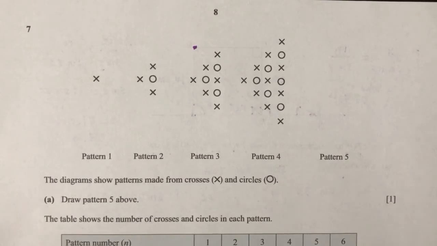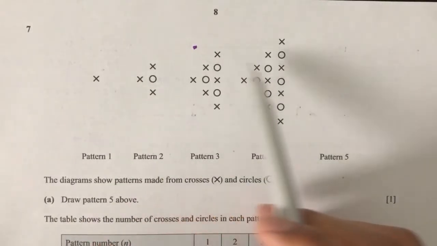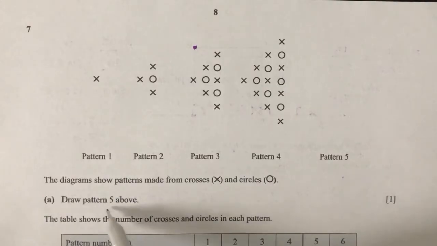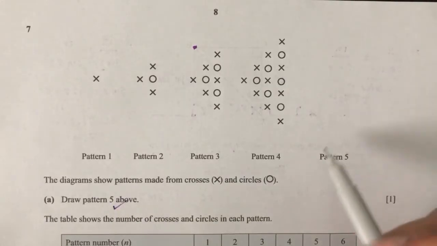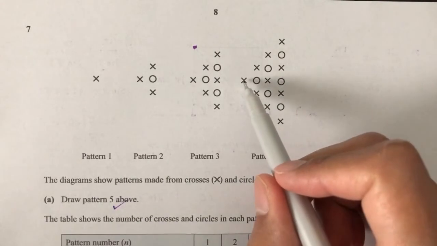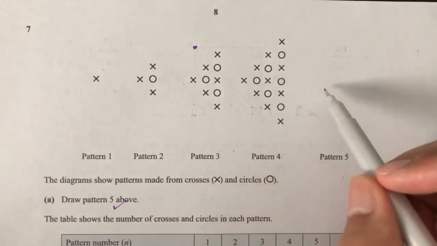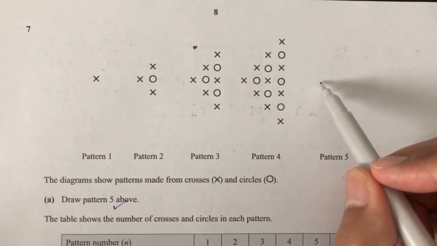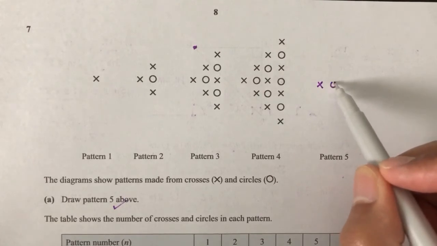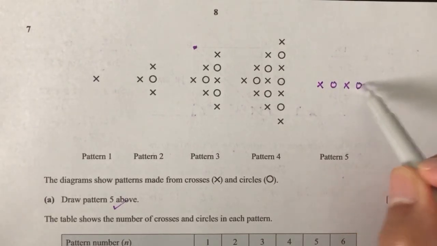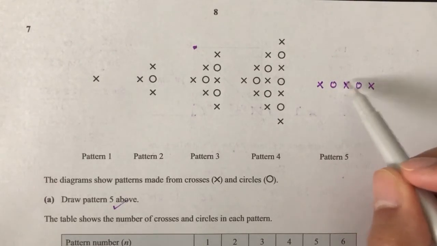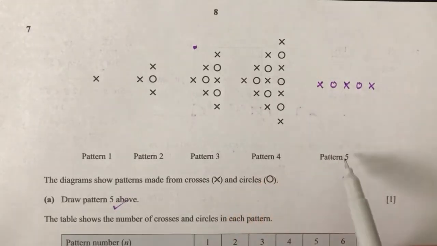Question number 7. Here we have pattern 1, 2, 3, 4, 5. This drawing is given to you. Now part 1, draw pattern 5 above. So 5 will be, so here we have cross O, so here we will have cross O, cross, because it is 4 here, 5 here.